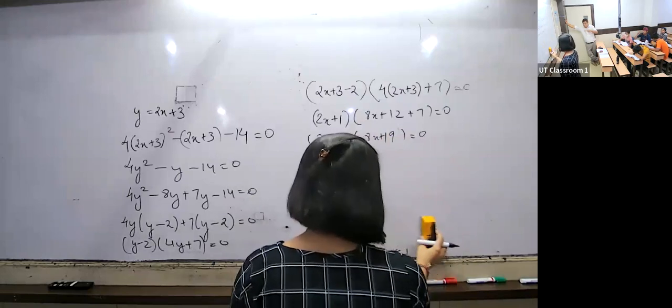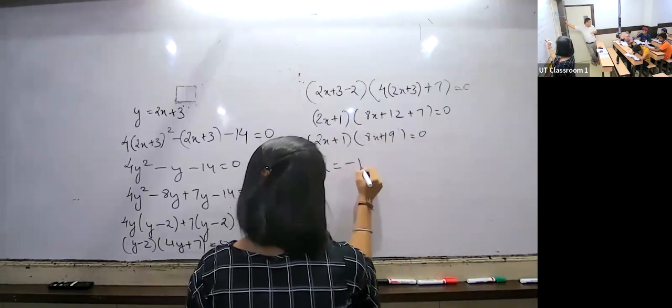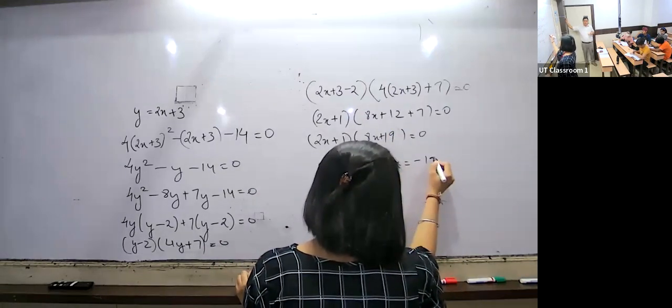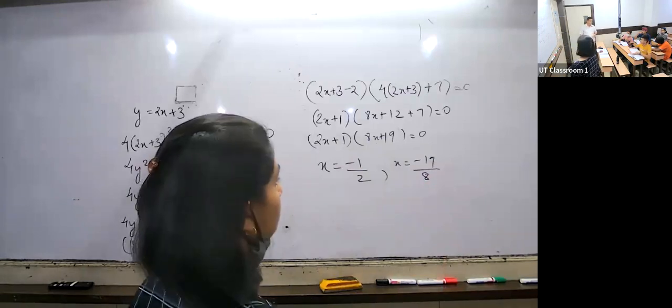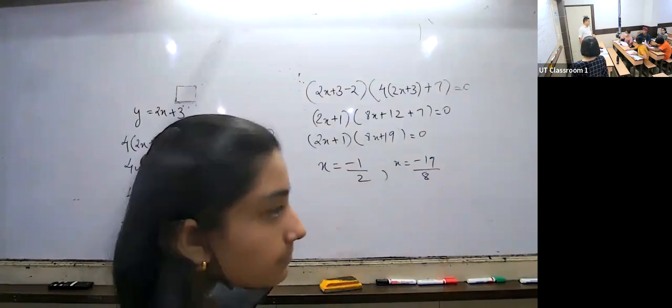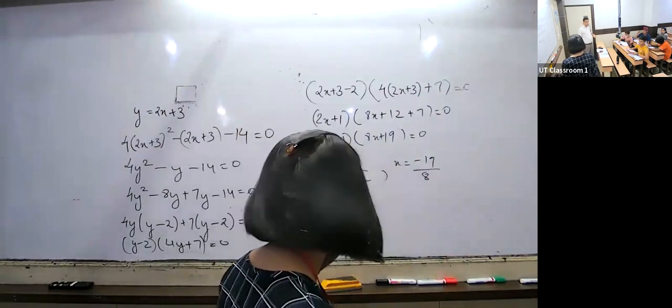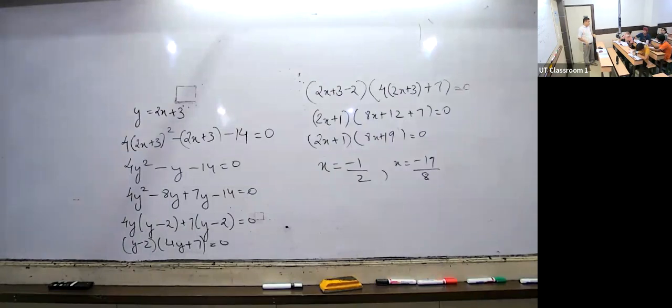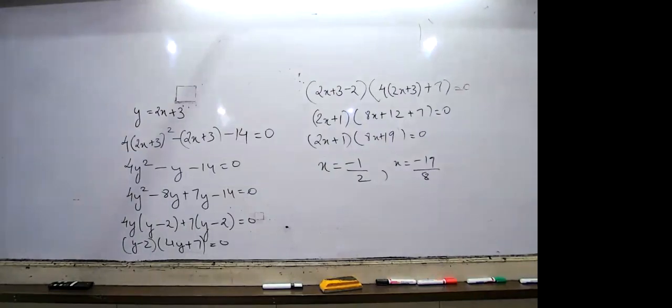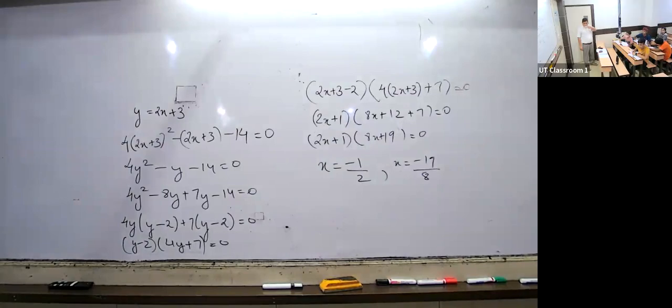So where did we get minus 8 plus 7? Minus 8y plus 7y. What is the problem? There is no term for the y, but it is minus 1y now. So my minus 8 plus 7 is how much? Minus 1. Understood? Yes. So forward, what is the product? Sir, it should be minus 19 by 8. Minus 19 by 8, yes, 19 only. So answer is x equal to minus half or minus 19 by 8.